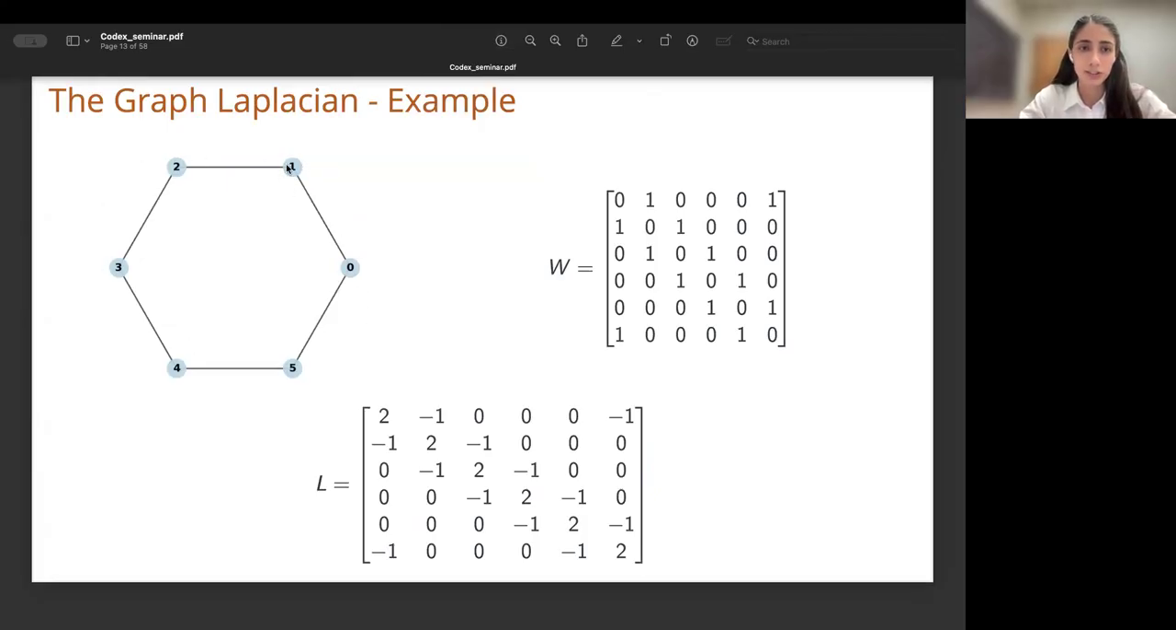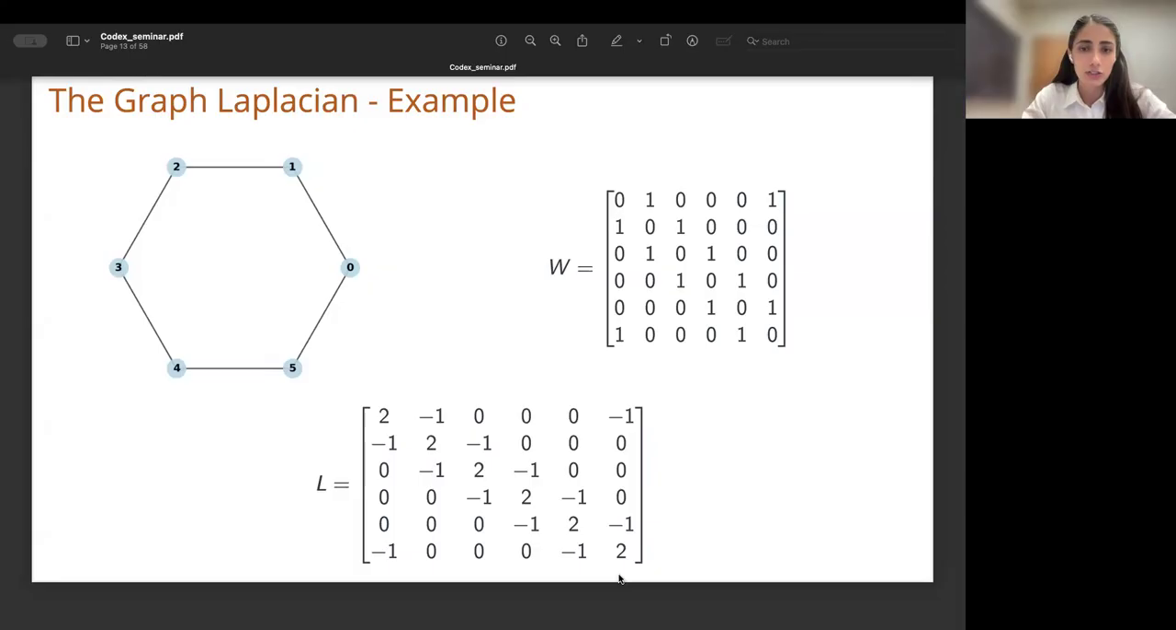Yeah, so all of the vertices are connected to its two nearest neighbors. And the weight matrix just looks like this. So you put a 1 wherever you see an edge here. So the graph Laplacian is this matrix that we have here. So just like D minus W, we see that we have 2's along the diagonal because each vertex has two neighbors. And yeah, we can just immediately see that this is a symmetric matrix.